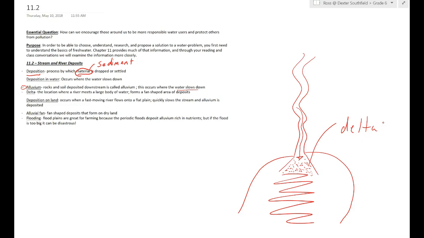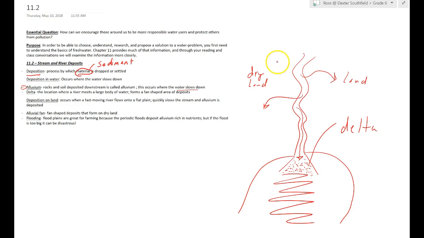Deposition, meaning dropping of material, can also happen on land. So if a fast-moving river flows onto a flat plain, it's going to slow down just the same as when it hit the slow-moving water of a lake. So if this river water comes over the banks and it comes over here onto dry land, it's going to drop off most of that material because it's going to be running over other dirt, through grass and weeds and plants and crops and those kinds of things.